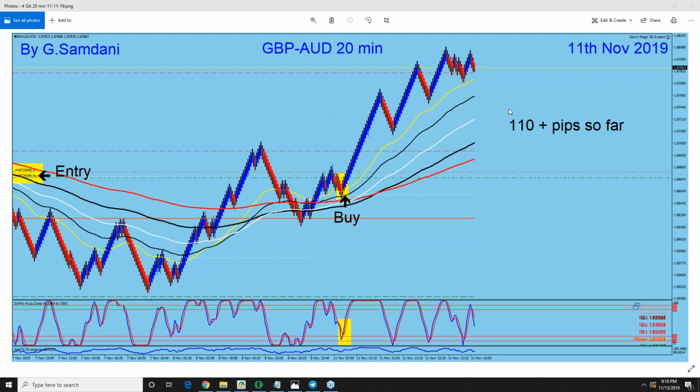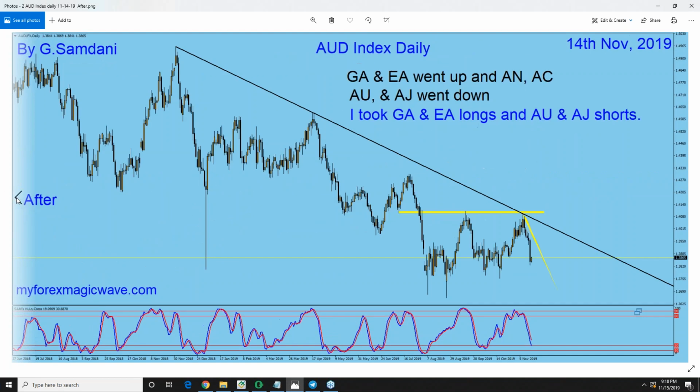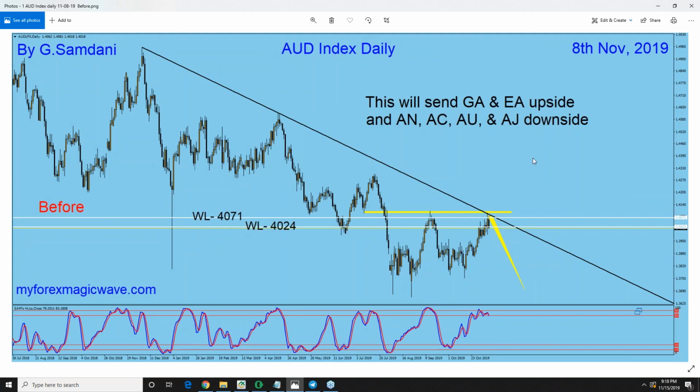So let's get started. I'm going to show you the trades taken and why. Let me go back here. This is the chart I made on November 8th, and that was Friday, just before the weekend and last week.